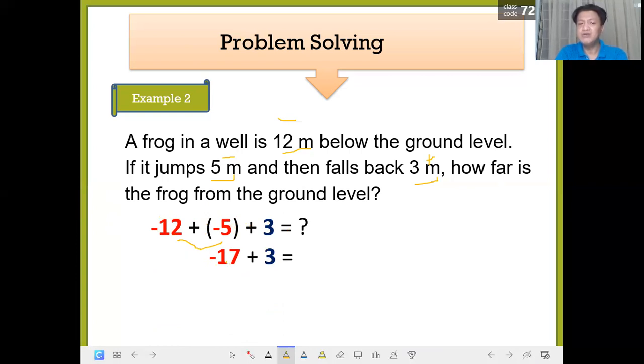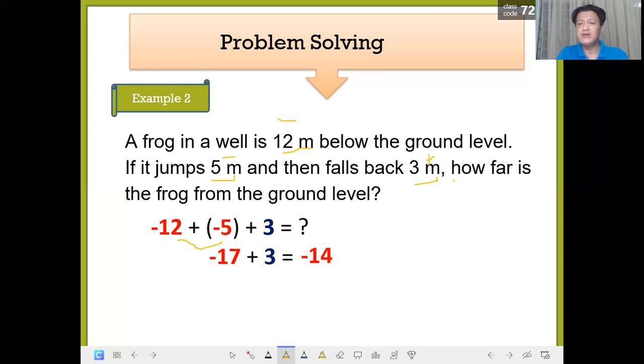And then, as you can notice, they have different signs now. What is our rule there? Just subtract the numerical values and then copy the sign of the integer with the greater absolute value. So 17 minus 3 is 14. Which has the greater absolute value? That is negative 17. So the answer is negative 14. How do I know if negative 14 is the final answer?